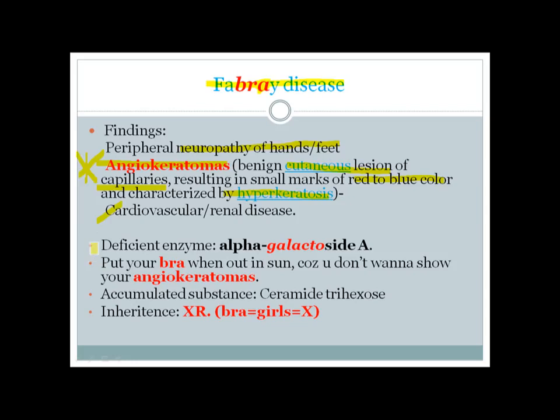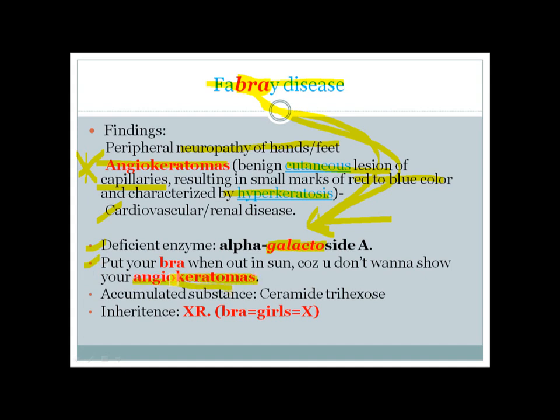The enzyme deficient in Fabry disease is called alpha galactosidase A. So what is a bra? A bra is clothing which actually covers your boobs. What do boobs secrete? Boobs secrete milk. Milk is called galacto. So galacto is another name for milk. In Fabry disease, the patient has a deficiency of alpha galactosidase. I think you might remember that from the name Fabry: bra, cover your galacto, cover your boobs. And in Fabry disease, you will also have angiokeratomas.